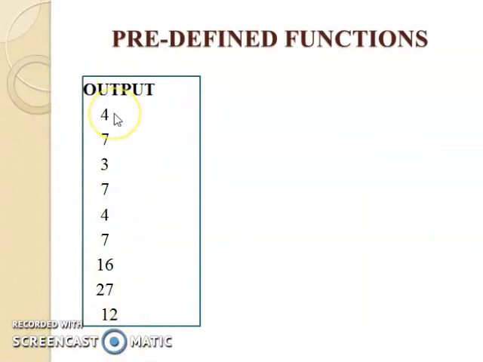First, 4 represents ceil of 3.6, it displays 4. Second one is ceil of 6.3, it displays 7. Third one is floor of 3.6, it displays 3. Next one is floor of 7.2, it displays 7. Next one is square root of 16, that is 4. Next, square root of 49, that is 7. Next, power of 2 comma 4, that is 16. Next one is power of 3 comma 3, that is 27. Last one is abs of minus 2, it returns the positive value 2.